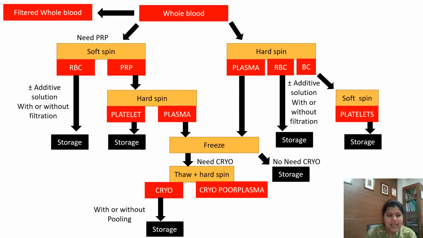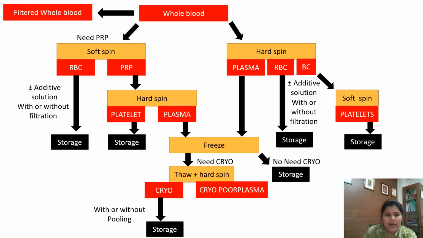The RBC, with or without additive solution and with or without filtration, is sent for storage. The PRP can be used for multiple indications. If we are going to obtain platelet and plasma separately from a PRP, we have to put the PRP through a hard spin. Hard spin is nothing but 3860 RPM for 9 minutes. When we do a hard spin, what we get is a layer of platelet and plasma. The plasma is then subjected to freezing. The platelet is also sent for storage.